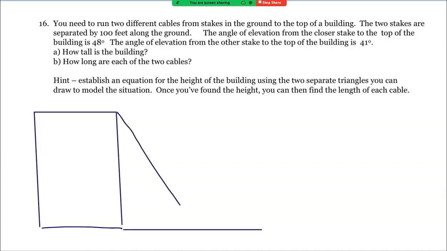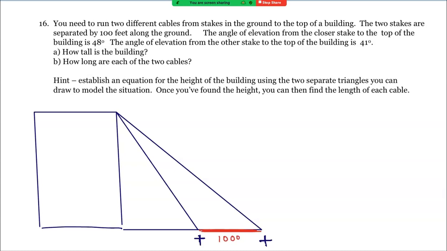Here's one wire. Here's one stake right here. Okay, and then here is another. Let's say it's coming from here. Okay, and I know that this distance right here, so this red distance, is 100.